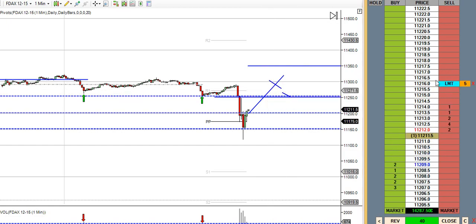Let's scale out some during the uptrend. Order pending. Euro dollar spiked aggressively up.